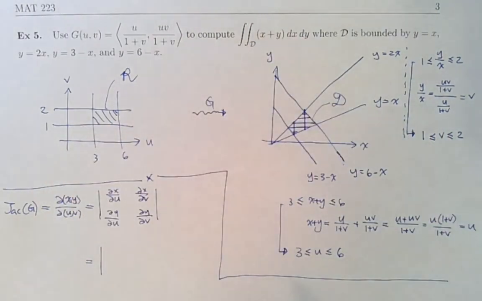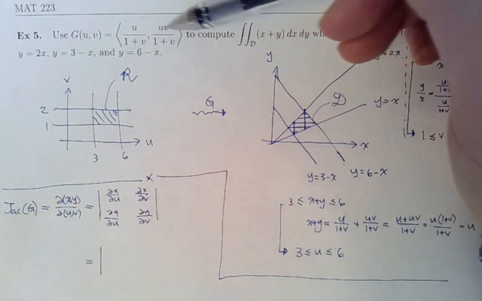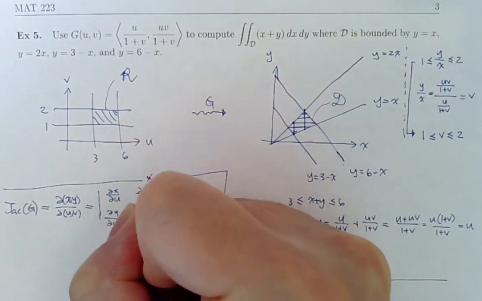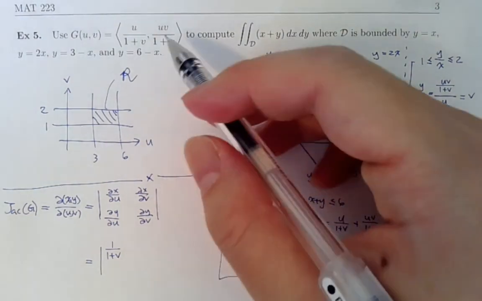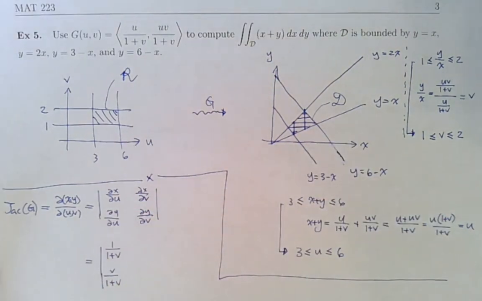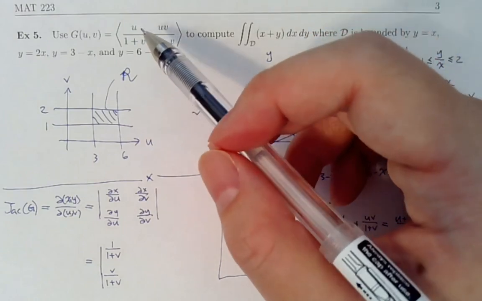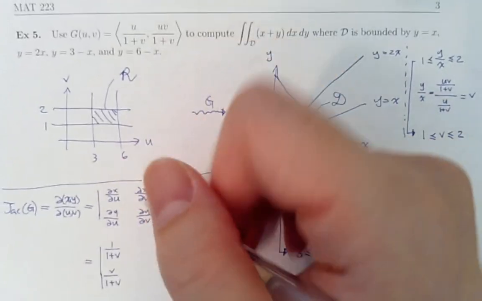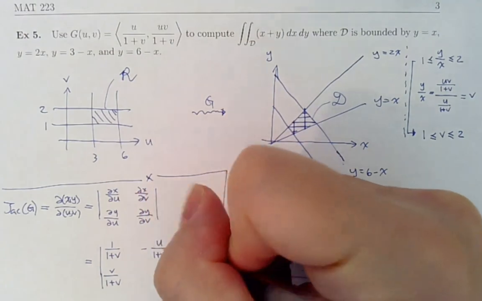This is equal to, so let's take x and y and take the derivative with respect to u. So 1 over 1 plus v, and v over 1 plus v. That's the derivative with respect to u. Now we also have to take the derivative with respect to v. This thing will have negative u over 1 plus v squared.